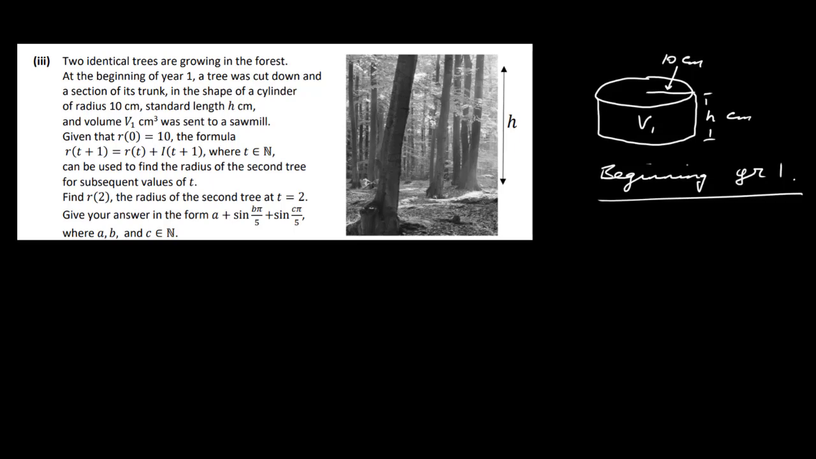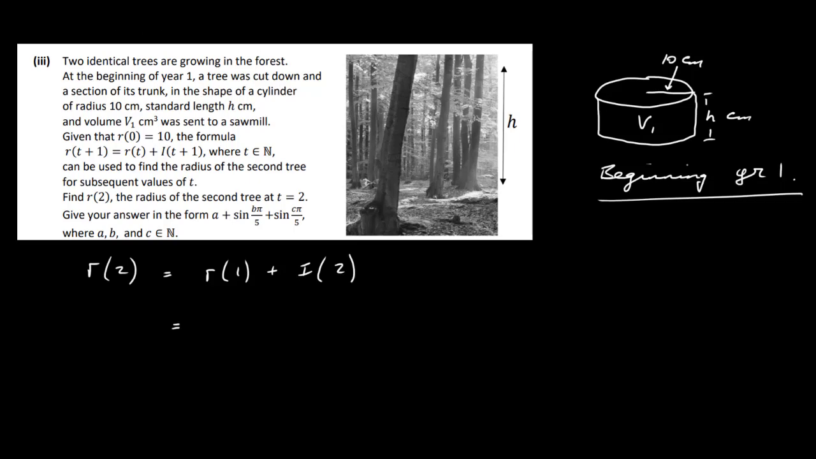We want to find R2, the radius at the end of the second year. That's going to be equal to the radius at the end of the first year plus I2. Now what I've done here is I'm just using this formula up here that they've given us. So R(t+1) is R2. That's what we've got to find here, R2. That's equal to R(t), the previous year, so that's R1. And then we've got to find I of t plus 1, I of 2, how much it's increased during year 2. So let's work through that then.